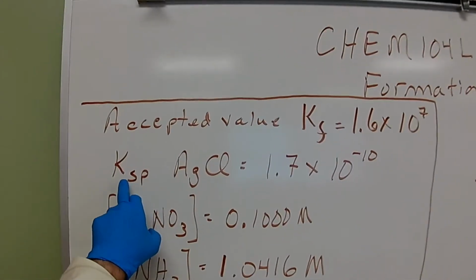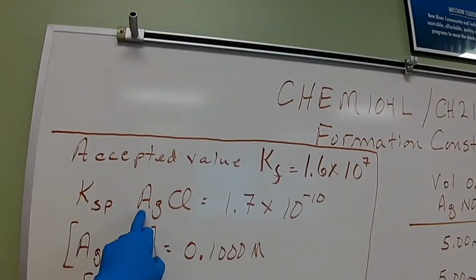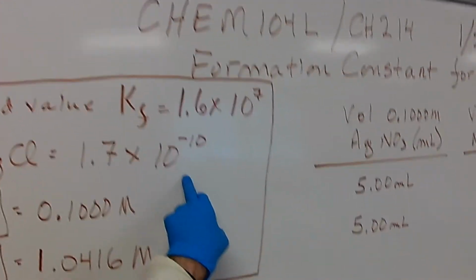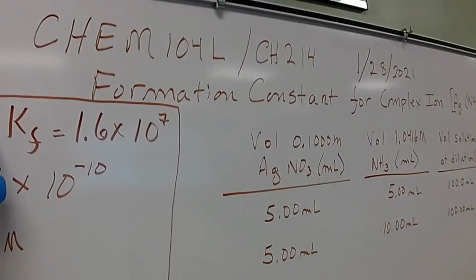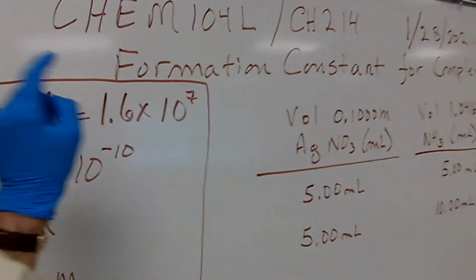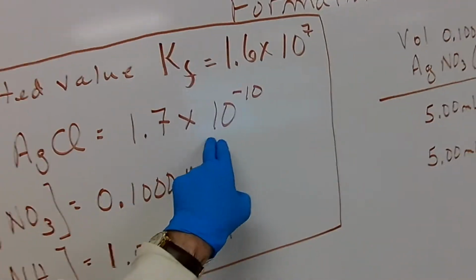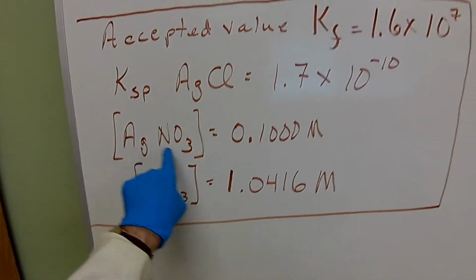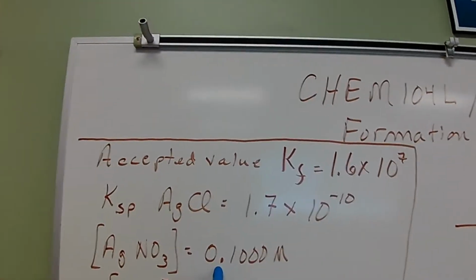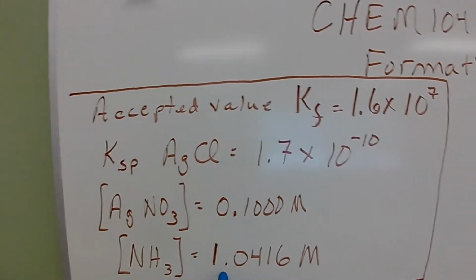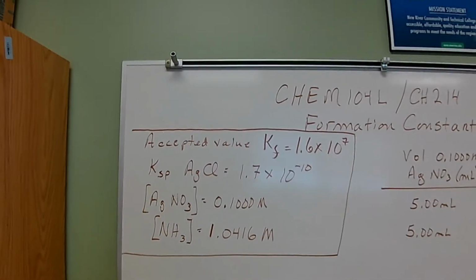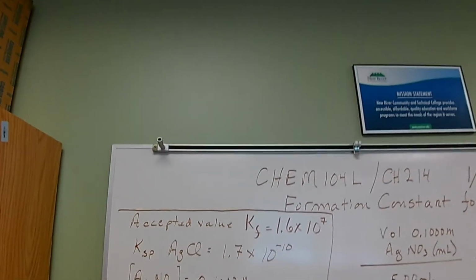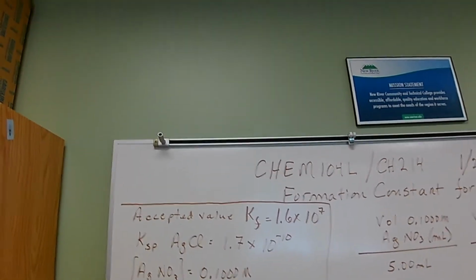Then we're going to need the solubility product, KSP, for silver chloride, which is this value, right? This is the accepted value for the one that we're going to determine. So we compare the one that we determine to this one. This is given. This is the concentration of silver nitrate. This is the concentration of the ammonia, right? So there you have all your information right there, and I'll stop for a second, tilt my head one way and the other to be sure it's on camera.